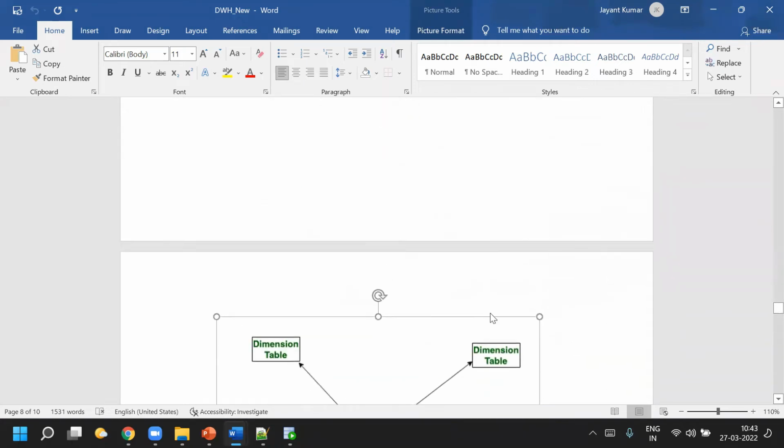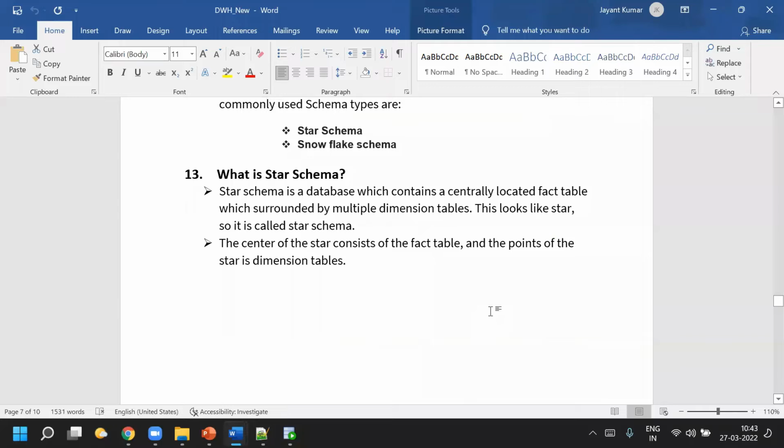We will see the definition now. I just explained it and showed you the diagram to get the idea. A star schema is a database which contains a centrally located fact table, which is surrounded by multiple dimension tables. This looks like a star, so it's called a star schema.